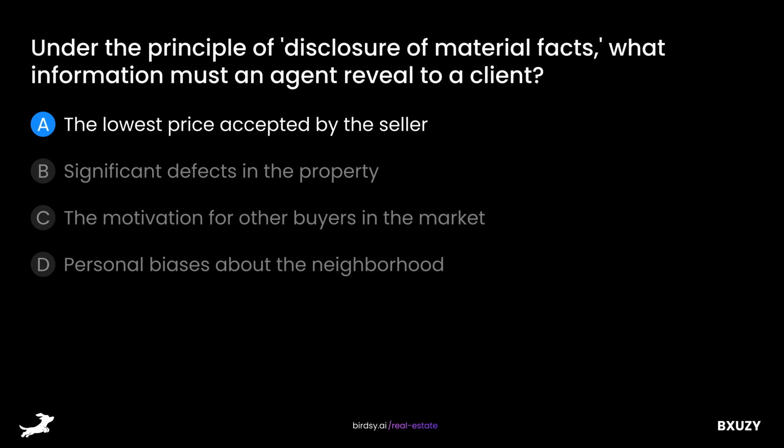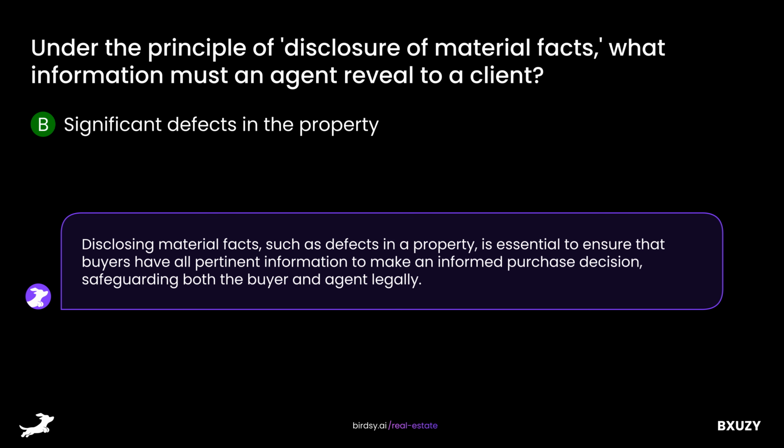The lowest price accepted by the seller? B. Significant defects in the property? C. The motivation for other buyers in the market? Or D. Personal biases about the neighborhood? The answer is B. Significant defects in the property. Disclosing material facts, such as defects in a property, is essential to ensure that buyers have all pertinent information to make an informed purchase decision, safeguarding both the buyer and agent legally.